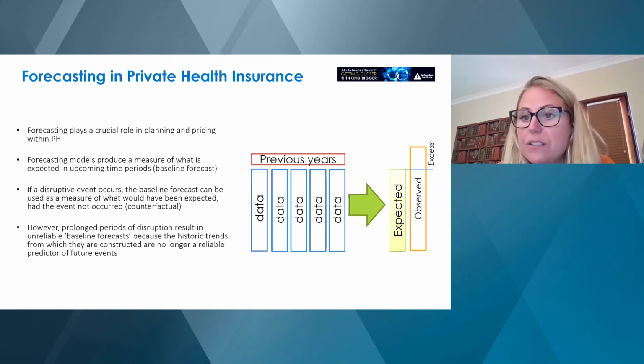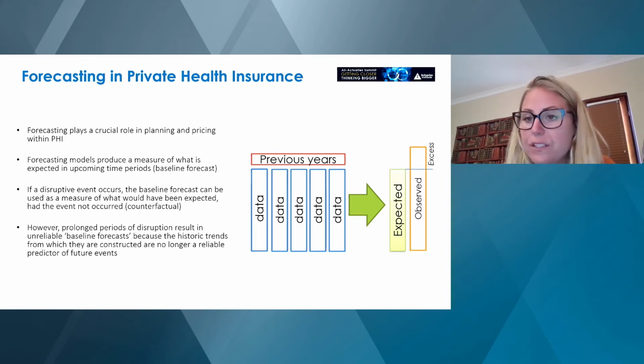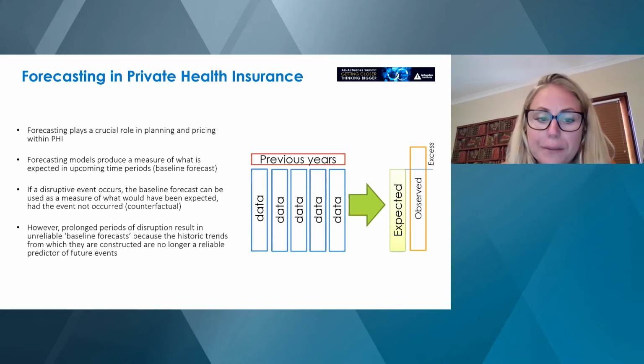However, while these have been used quite a lot in the past for things like heat waves, when you have a prolonged period of disruption like we've had in the pandemic, these baseline forecasts can become unreliable, because the historic trends from which they're constructed are no longer reliable as predictors of future events.